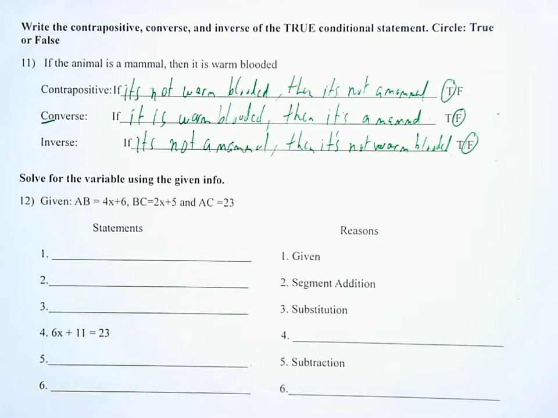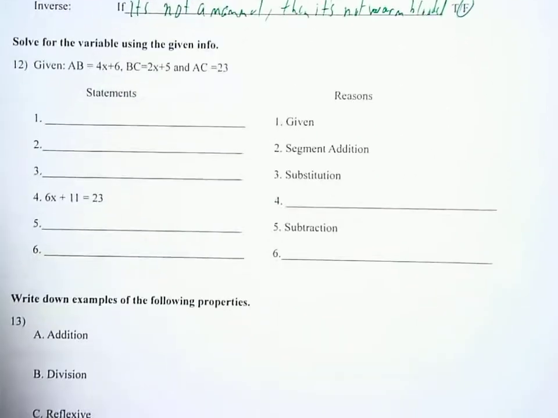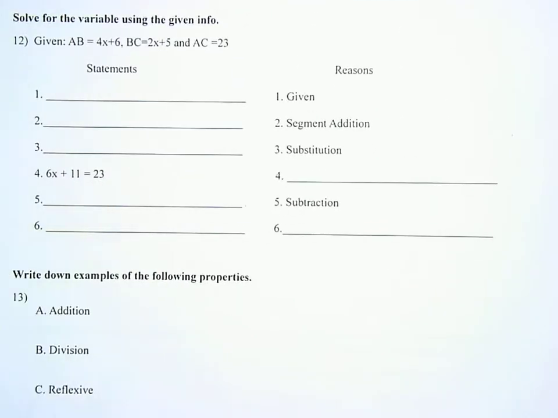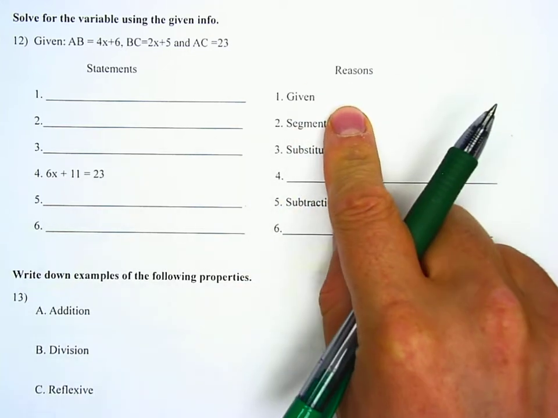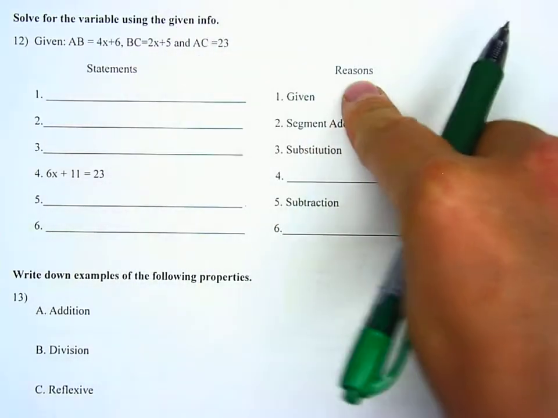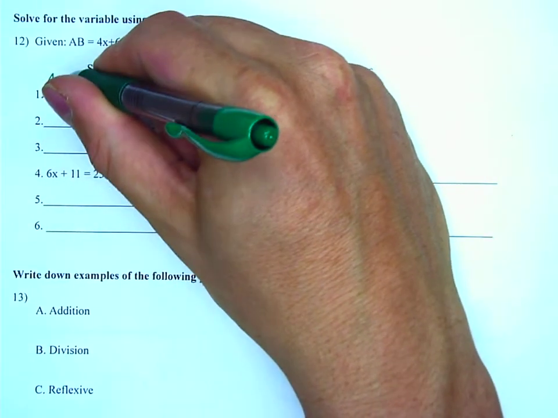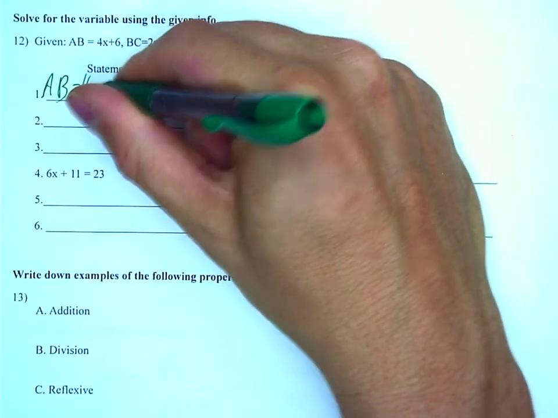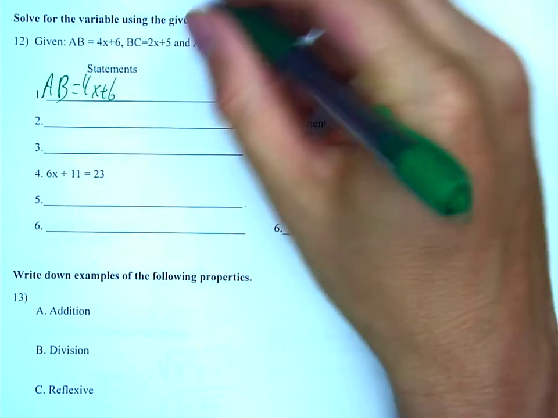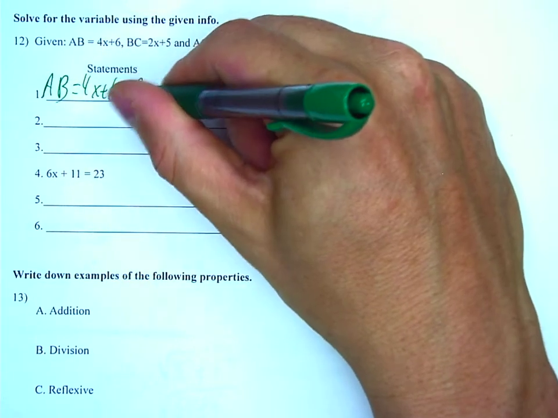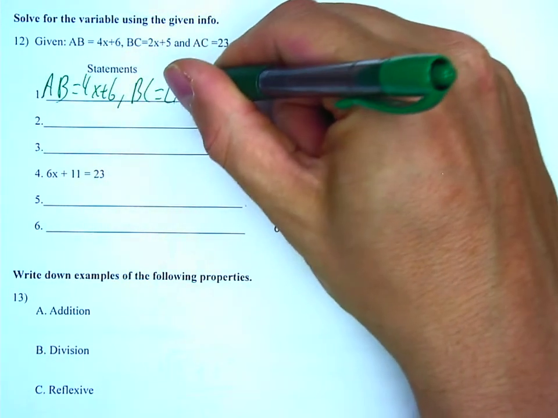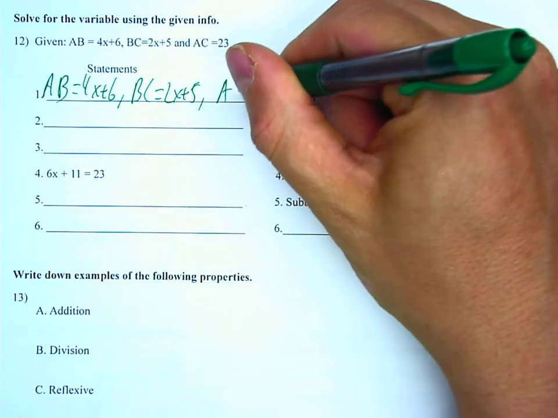All right, next question. Question 12. So the original statement is the given. So it says here given for my reason. Well, given AB, I'm just going to rewrite this down, equals 4x plus 6. BC equals 2x plus 5. And AC is equal to 23.